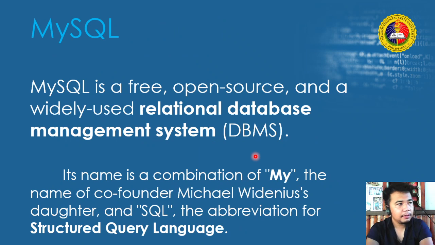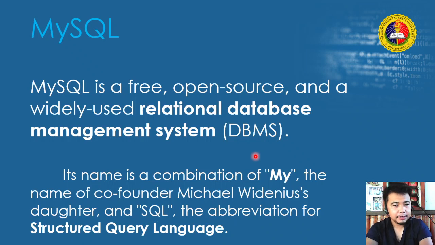Okay, and then MySQL is a free, open source, and widely used relational database management system, or DBMS. So when we say relational database management system, basically these are types of database that organize data into one or more data tables. And these data tables may be related to each other, and these relations help structure the data. So MySQL is one of those relational database management systems, and that's what we're going to use for this course.